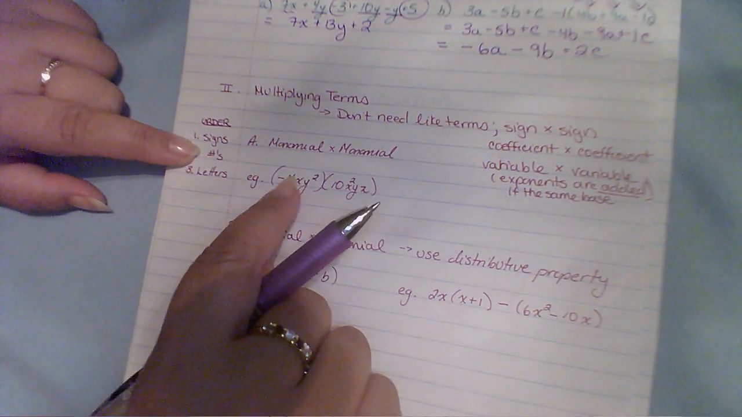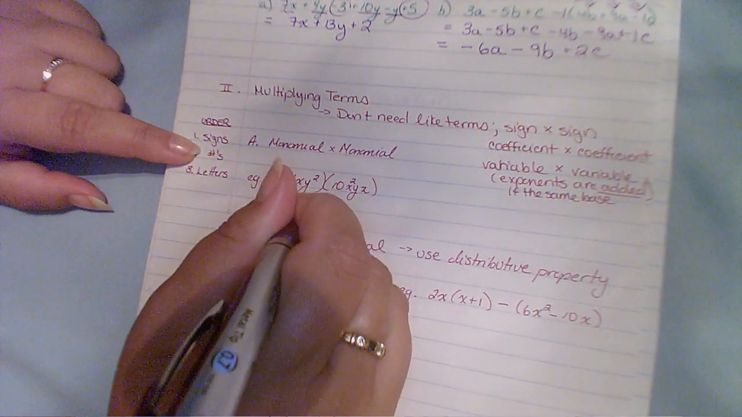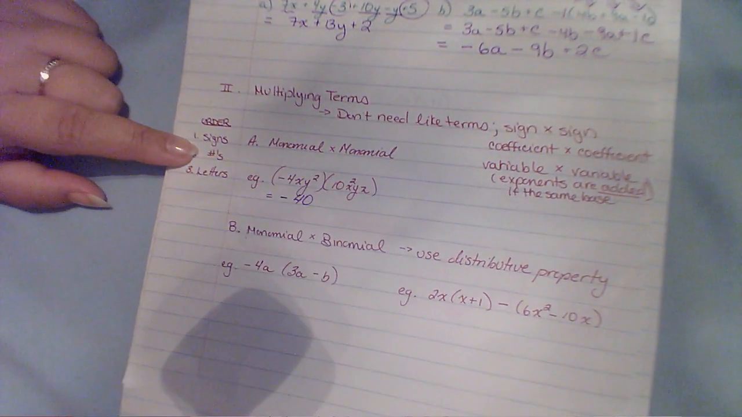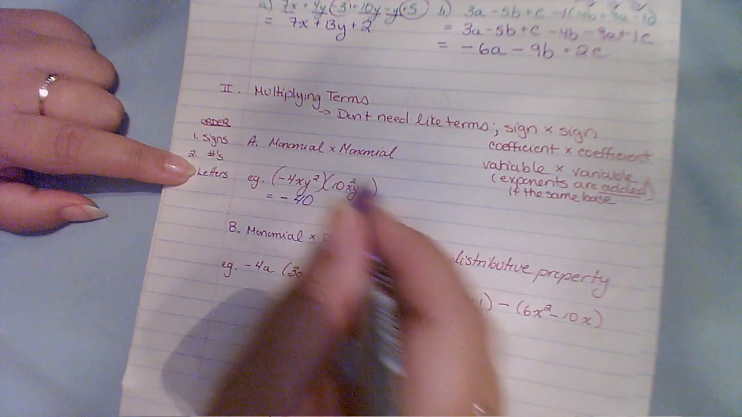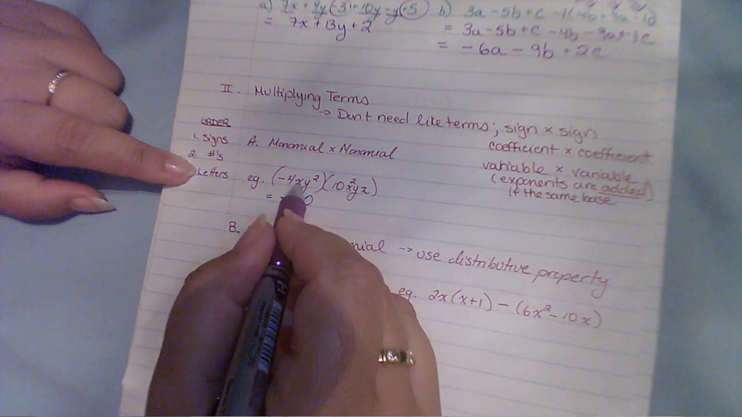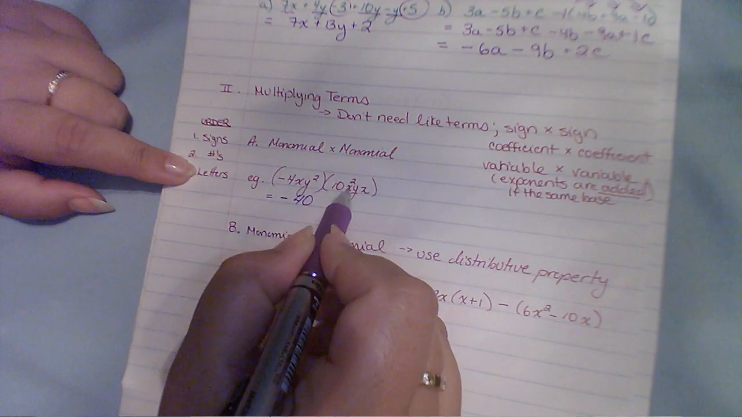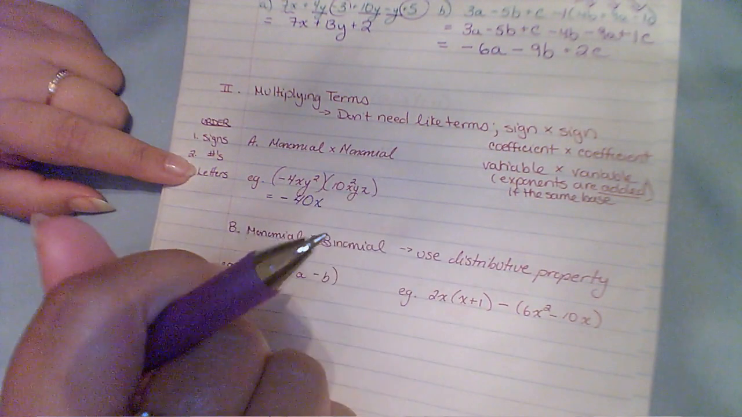So the coefficient. 4 times 10. So not 4 plus 10, but 4 times 10 is 40. That's figured out now. Now we move on to the letters. So variable times variable. xy squared times x squared yz. So let's do it in pieces. X times another x squared.